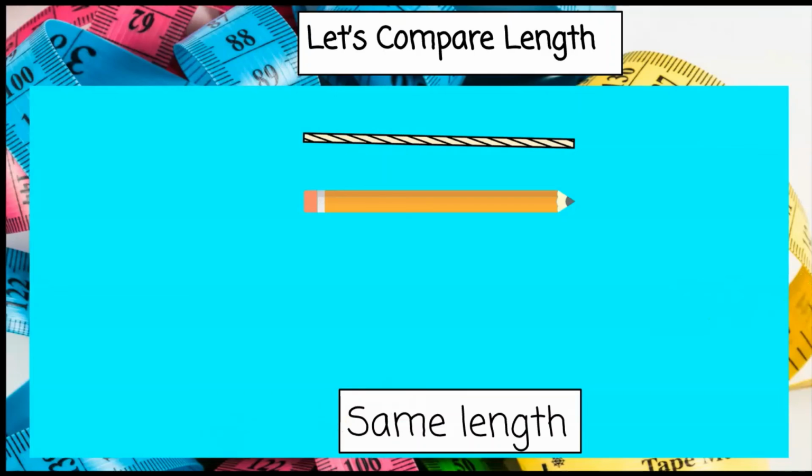What I want you to do is, your teacher's going to pause the video and you're going to lay your string down, and I want you to draw a line that's the same length as your string. I'm going to draw a pencil that's the same length as my pencil. To help you know if it's the same length, you could draw your endpoints and make sure that they're the same. So my string and my pencils are the same length. I look at the eraser and I look at the tip and it's the same length.